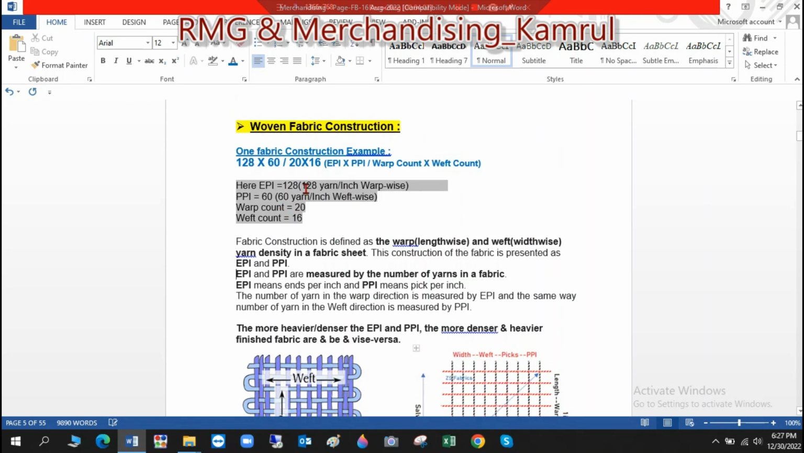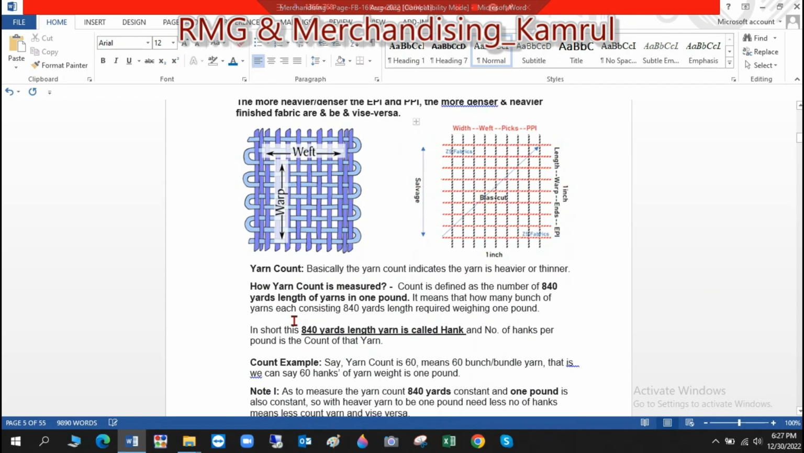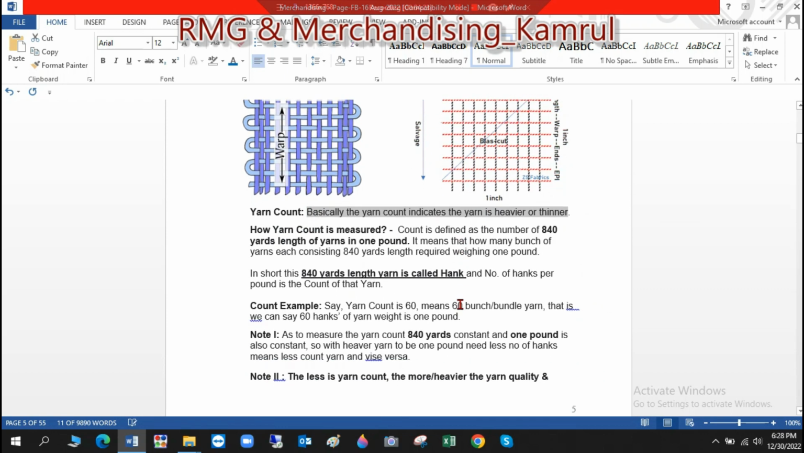See here, this 20 and 16 is the yarn count. So go to yarn count. How can you measure the yarn count? Basically, the yarn count indicates whether the yarn is heavier or thinner. It means from the yarn count we can easily say whether it is a thinner yarn or a heavier yarn. Now let's discuss how yarn count is measured. That's very interesting.